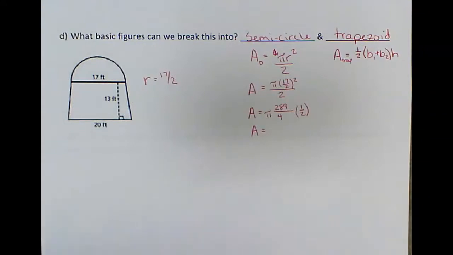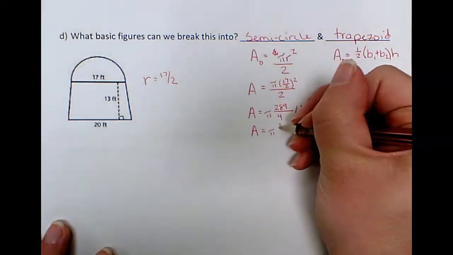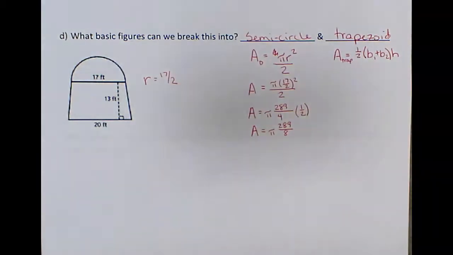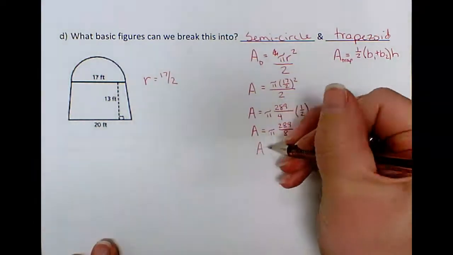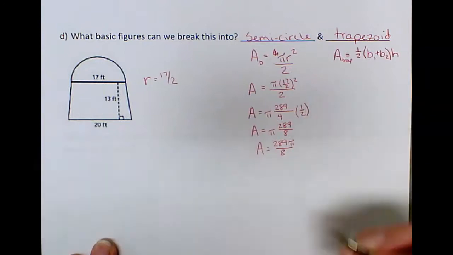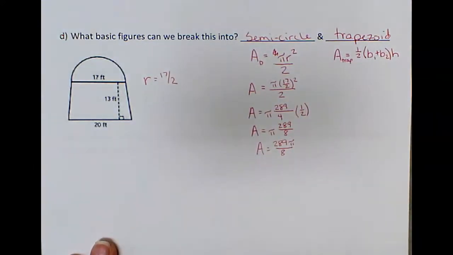So 289 divided by what is really 8 does not get simplified. So I can say this is 289 pi over 8. So now let's look at the trapezoid.